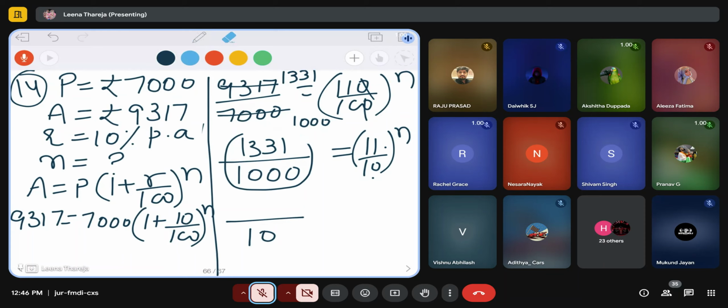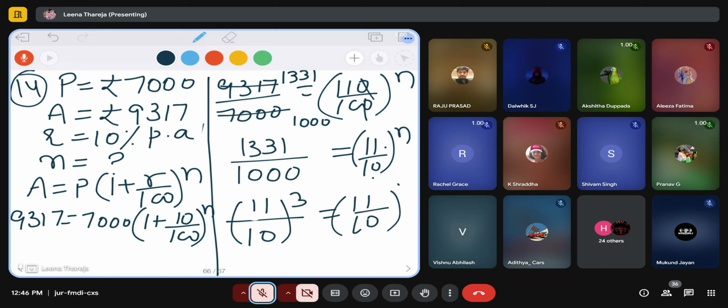But I need to check whether it is 11 square, or 11 cube, or 11 raised to power 4. That you need to check. 1,331, we know that it is 11 cube. So 11 by 10 whole cube. Now bases are the same, so I can write the powers are equal. Here 3, here n. So n will be equal to 3 years.